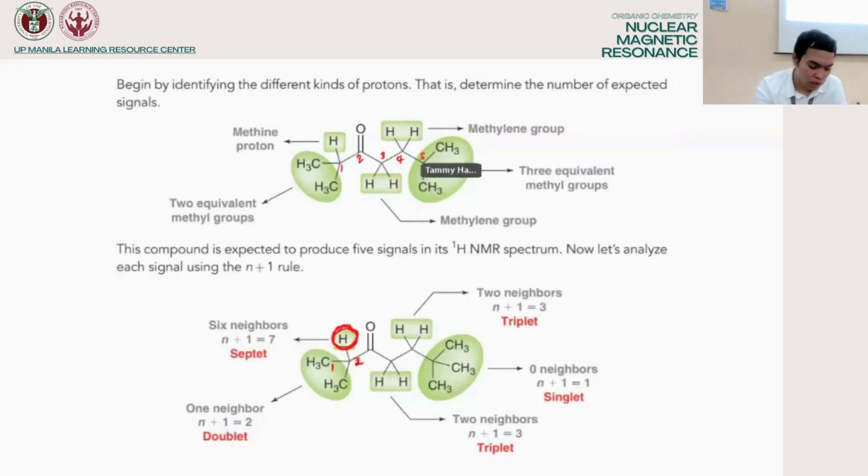Pero if you see, the relative number of carbons, like for example dito, this is carbon 1. Kita niyo pa ba? This is carbon number 1, this is carbon number 2. If you are referring to this group, ha? So gets naman. Okay. Sige.